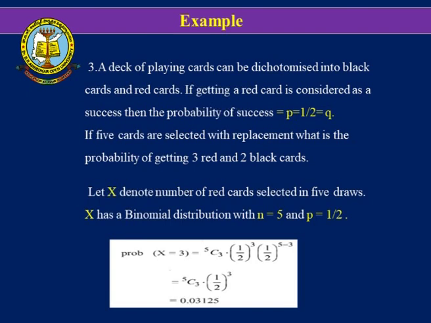Similarly, in playing cards, we know we have 52 cards. Here the problem is a deck of cards where the probability of success is 1 by 2. Five cards are selected with replacement. What is the probability of getting 3 red and 2 black cards? These examples are binomial distributions, with a fixed number of trials and a constant probability of success for each trial. So, these are some questions.